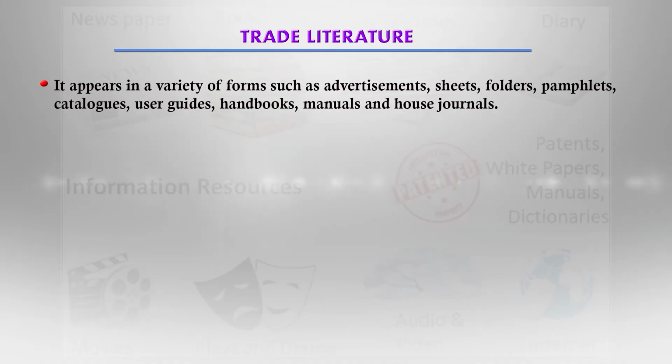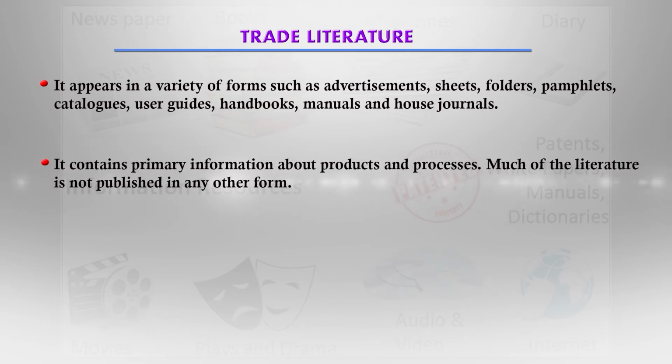The other type of primary sources of information is trade literature. This trade literature appears in a variety of forms such as advertisements, sheets, folders, pamphlets, catalogs, user guides, handbooks, manuals, and house journals also. This trade literature also contains primary information about products and processes. Much of this literature is not published in any other form because it is in the form of folders, sheets, brochures, etc.